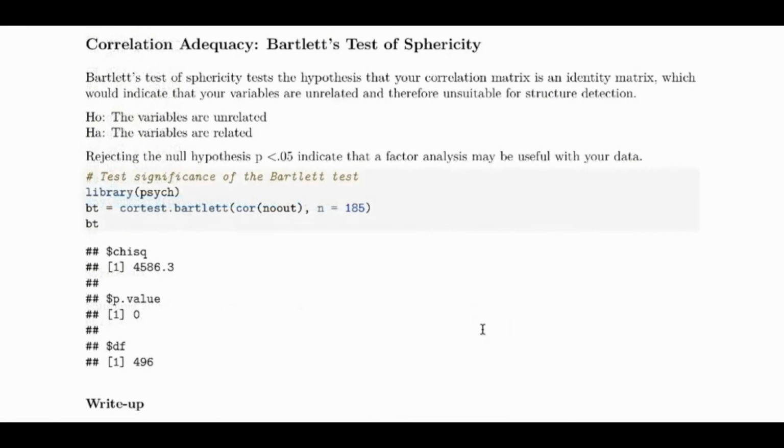The next thing we're going to check, again, is correlation adequacy. We're going to do that with Bartlett's test. Remember, the null is that the variables are unrelated, and the alternative is that they are related. So here we're looking for a p-value that is smaller than 0.05. We use the library psych. We use this function, and we put our correlation matrix here and the sample size here. I store everything into BT just to keep things clean, and I really like the output of this function. It just gives you the chi-square, the p-value, and the degrees of freedom.